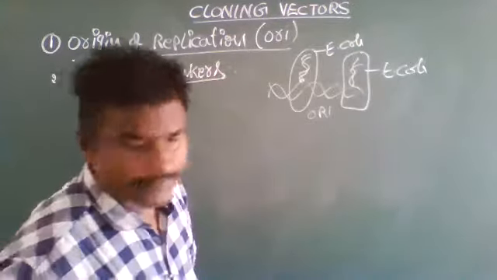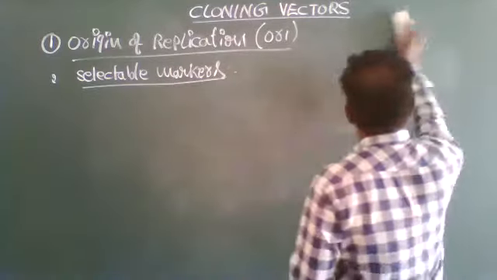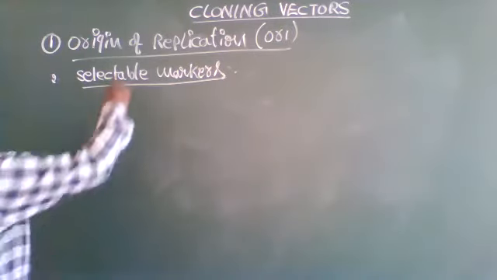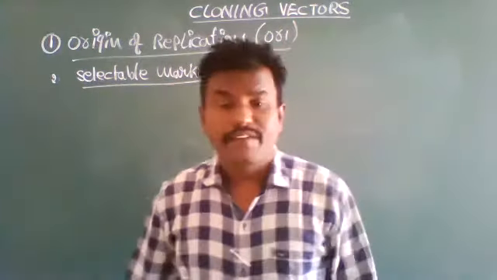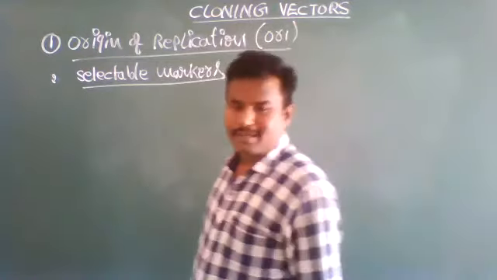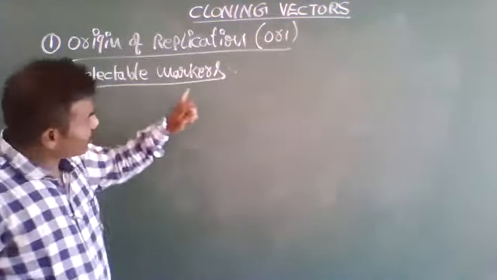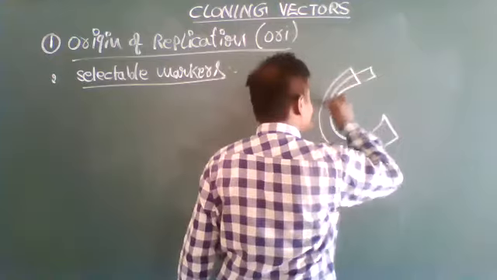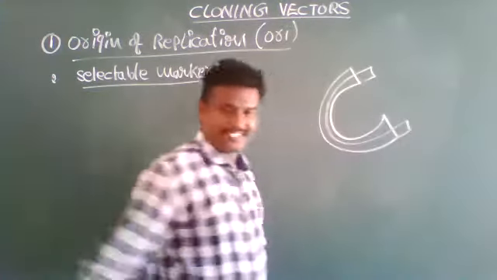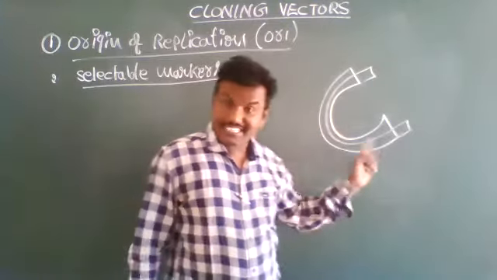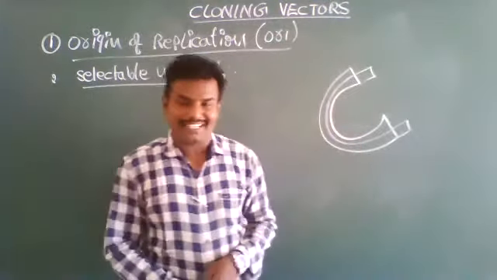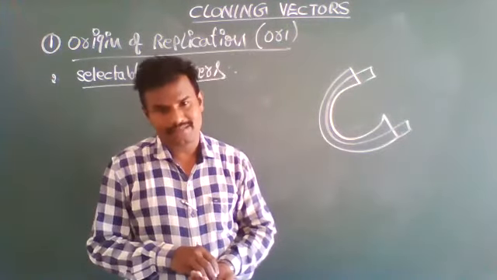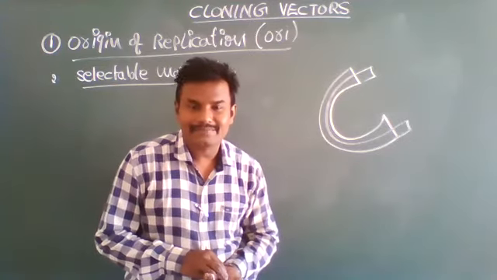Selectable markers. See here, selectable markers. In addition to ORI, the origin of replication, vectors need selectable markers. Vector means what? This is a vector. In addition to ORI, vectors need selectable markers. What are selectable markers?